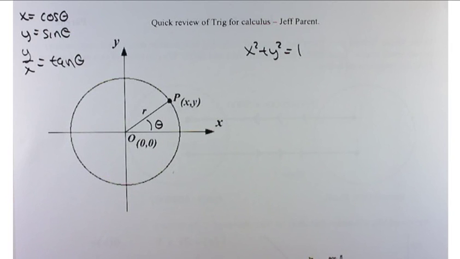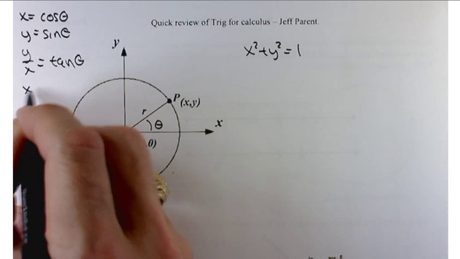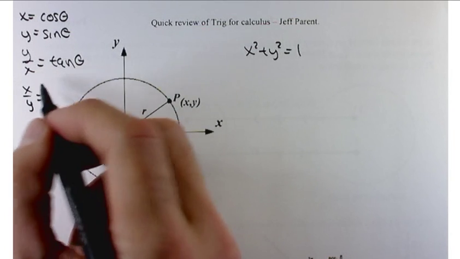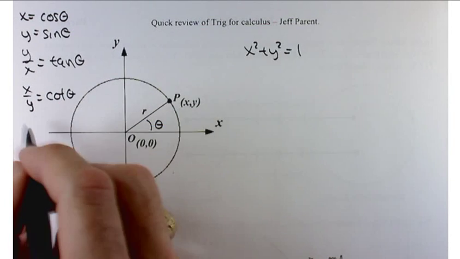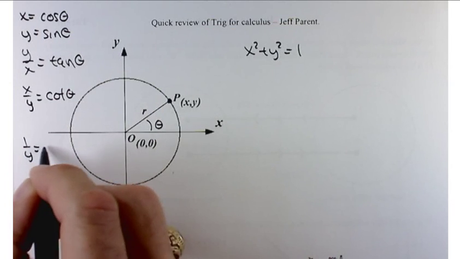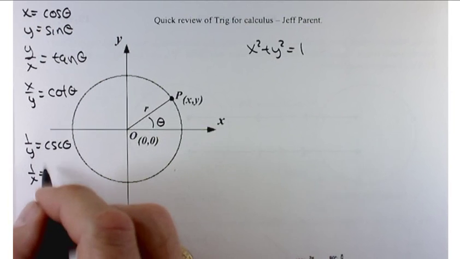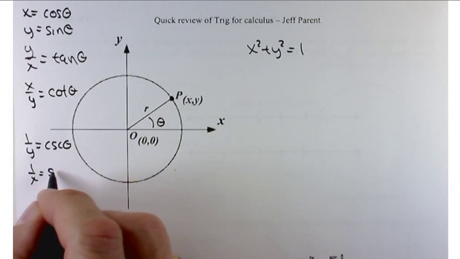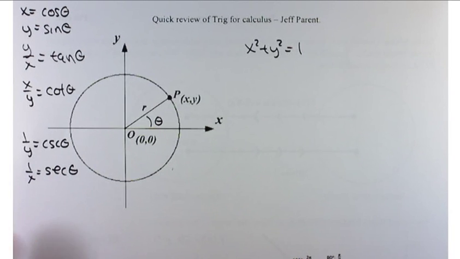Okay? Let's keep going with the reciprocal functions. If I take the reciprocal of this, x over y, or cosine over sine, what function is that? Cotangent. I could take the reciprocal of the sine function, 1 over y, is the cosecant of theta. What's the reciprocal of the cosine? Good, secant of theta. So those are your 6 basic trigonometric functions.